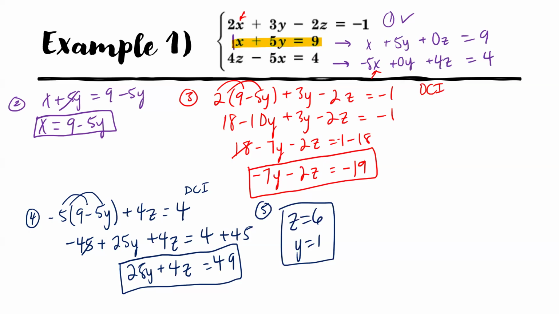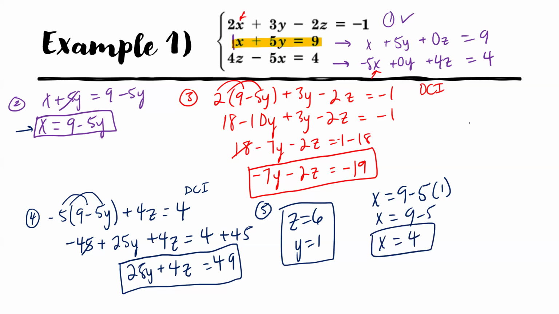Doable? Okay. Then you're going to take those two and you're going to plug back into what you substituted. So you're going to go back to this step, equation, step 2. And now can I solve for x? Yeah, easy peasy, right? So x equals 9 minus 5 times y. And what is y? 1. So x equals 9 minus 5. Therefore, x equals 4. So my solution set is 4, 1, 6.